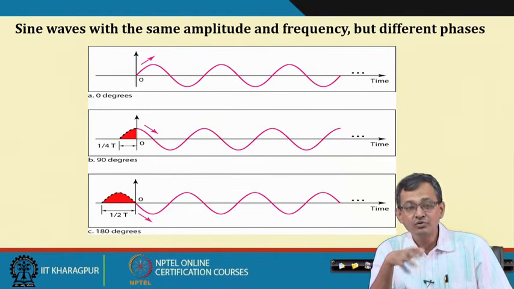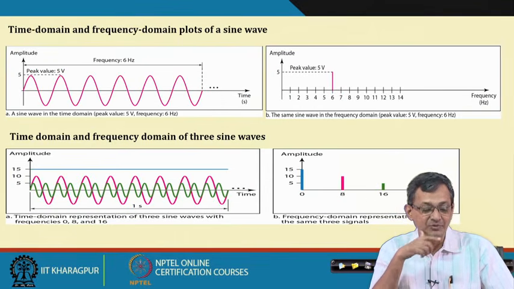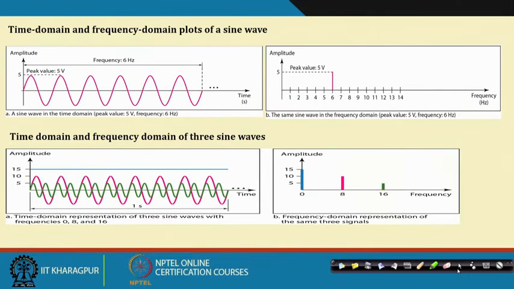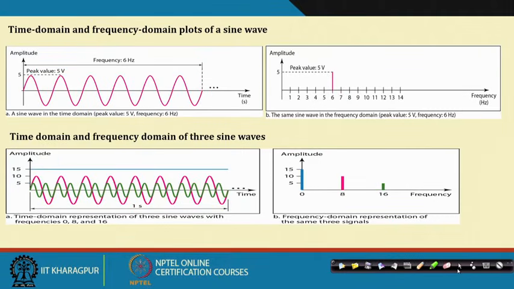Now, this way I can have a composite signal, like time domain as composite signal, like it may end up making a composite periodic signal, right. So, we will see that. Now, we see there are 2 types of representation, the time domain and frequency domain plots of the sine wave.